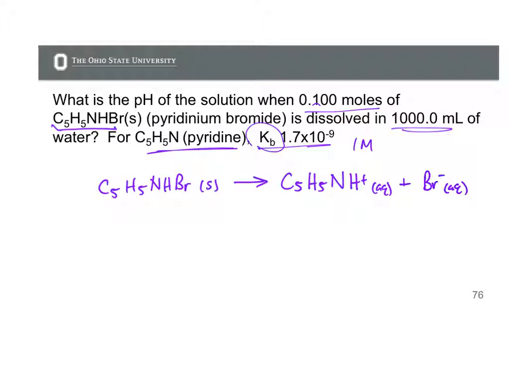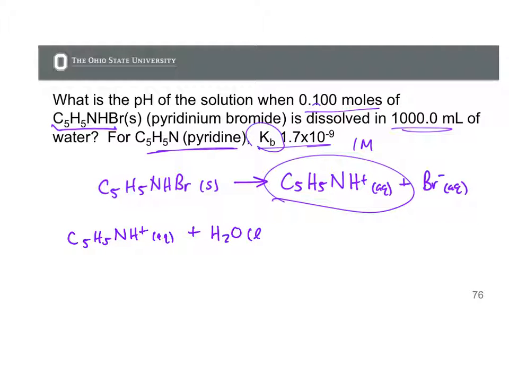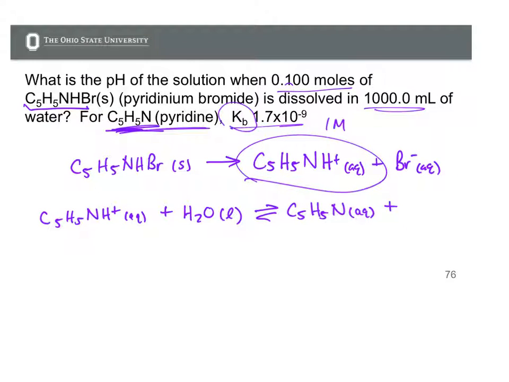So what we're going to worry about is the pyridinium ion. We're going to take our C5H5NH+ and react that with water, making an equilibrium. And we're going to form the base pyridine. That's given in the problem. C5H5N plus H3O+. Everyone okay with that? Even this is hard.